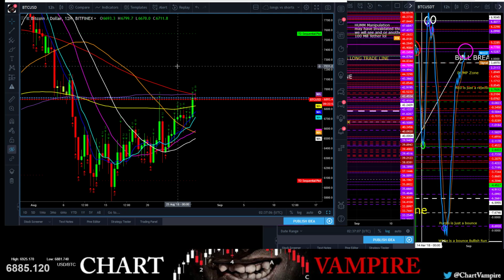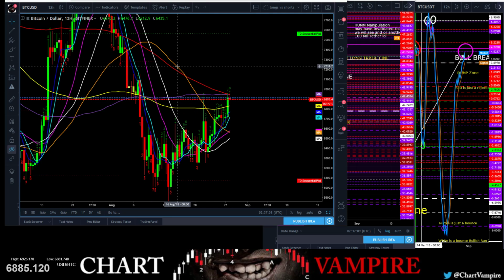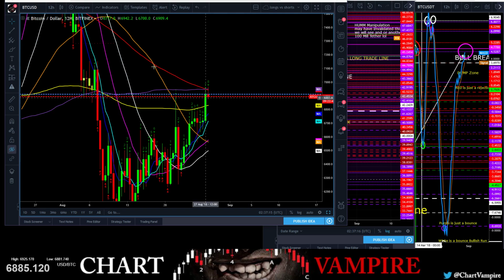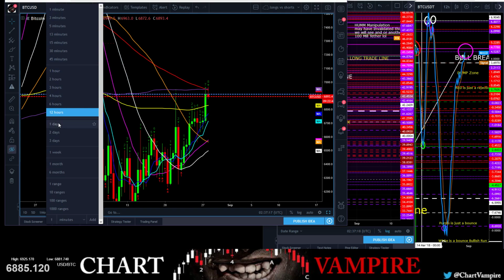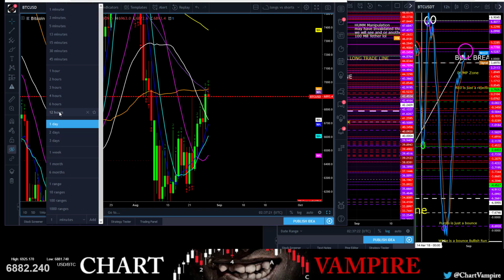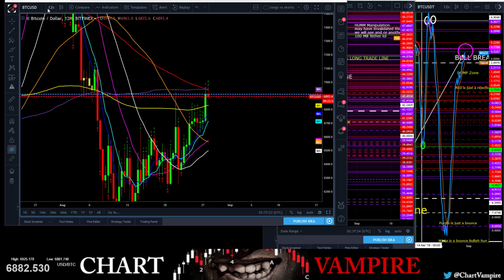When you say there's more room to go, how far up are we talking? For me, 7.2 to 7.4 is a short area, definitely a short area. And if you didn't short, let's say you were sleeping and you wake up and it's at 7.5, put a short in, even if it's just 10 times leverage.